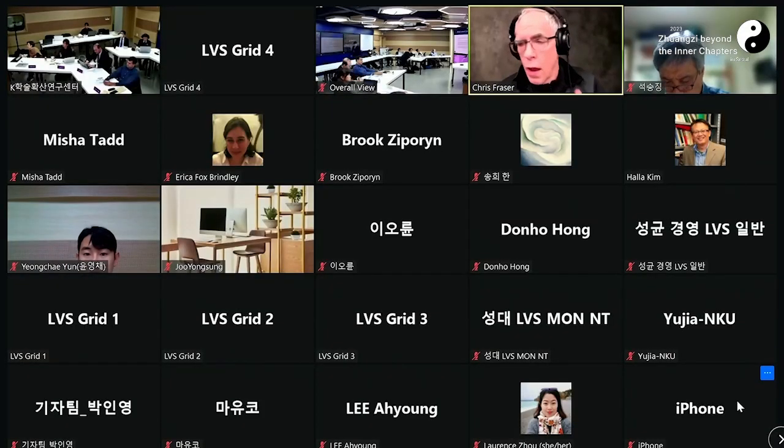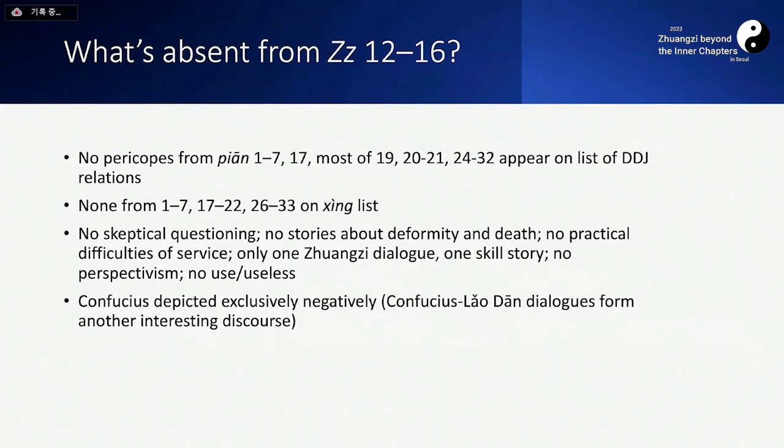For example, if you do a search through the whole Zhuāngzǐ on the concept of you, wandering, it shows up literally dozens of times. But it's either minor or absent from Piān 12 through 16. Only one pericope really emphasizes it in any way. None of them treat issues such as perspectives or dependence. There's no skeptical questioning.